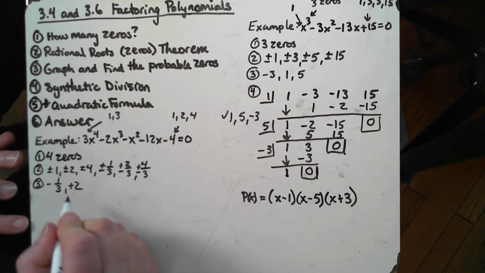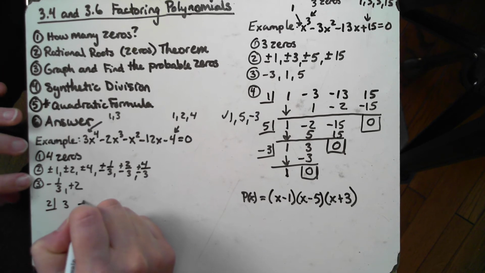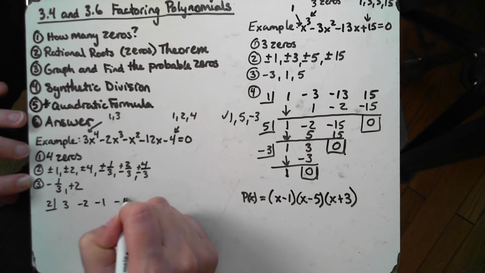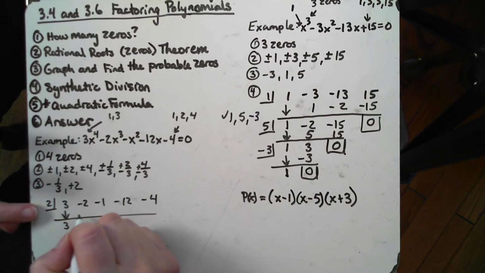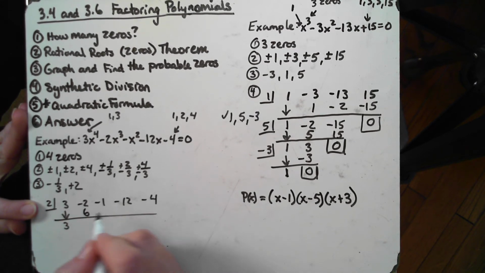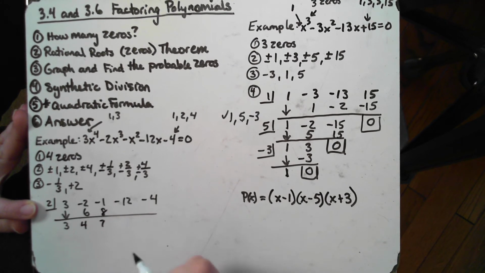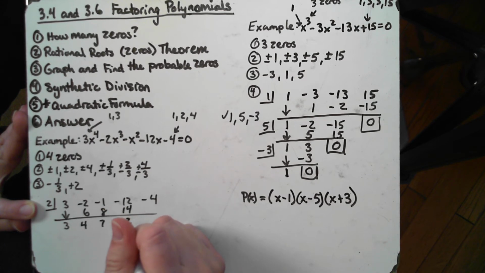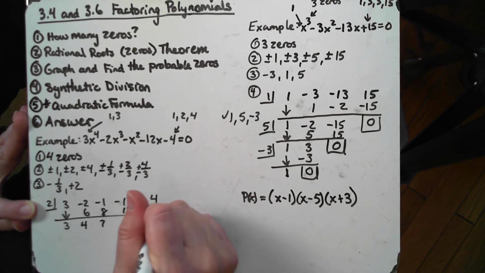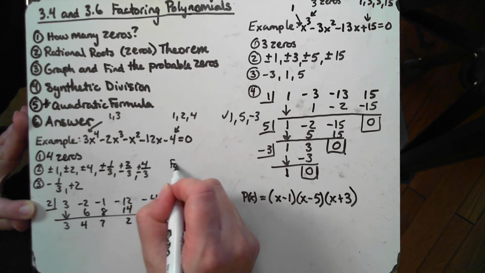So let's try synthetic division with the 2. So I have 3, -2, -1, -12, -4. Bring down the 3. 2 times 3 is 6. Add. 2 times 4 is 8. Add. 2 times 7 is 14. Add. 2 times 2 is 4. And oh, look, it worked. Yes, 2 works.